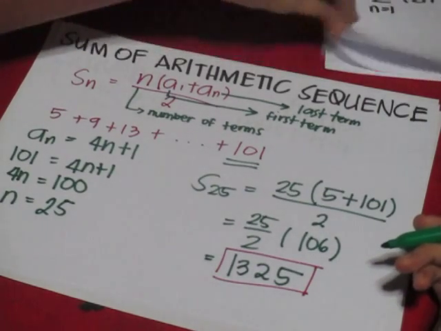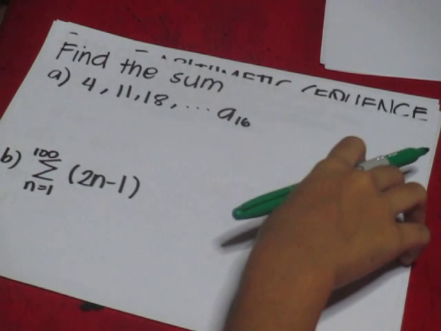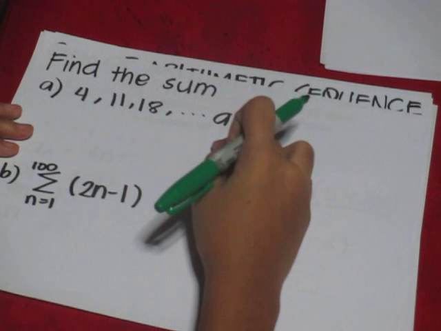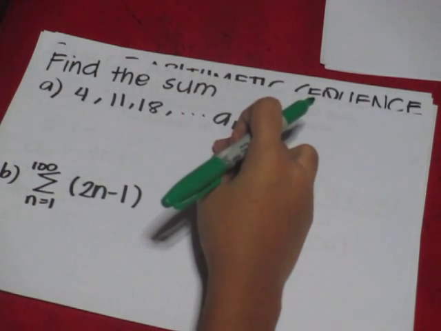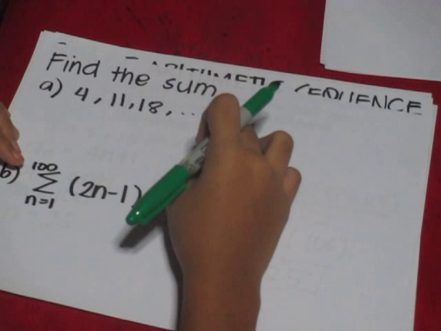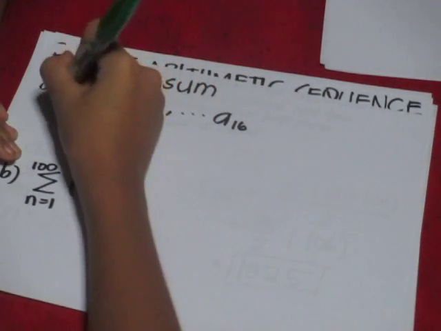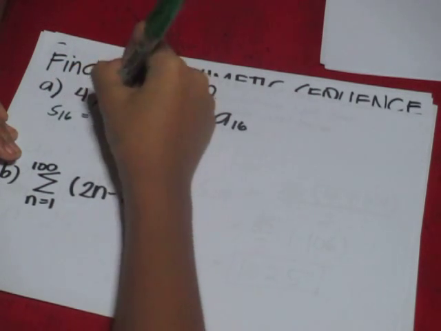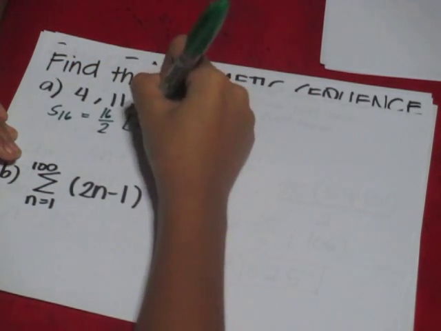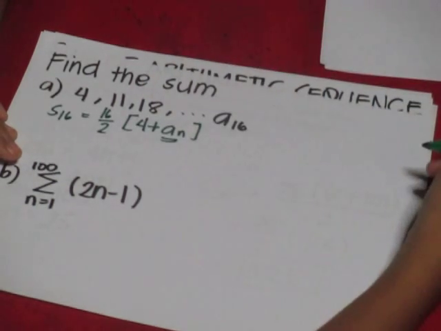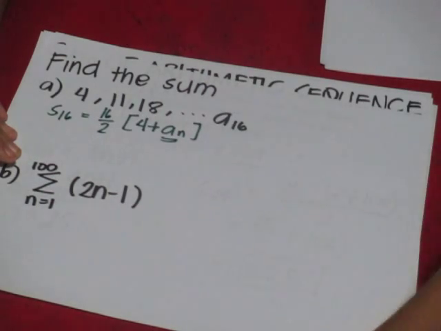So let's have our next example. We have this sequence of 4, 11, 18 up to a sub 16. Since the last term is not given, we have to substitute a sub n equals a sub 1 plus quantity n minus 1 times d into the equation. So we have this formula of s sub 16 is equal to 16 over 2 times 4 plus a sub n. So we're going to substitute this with a formula on how to find the nth term.